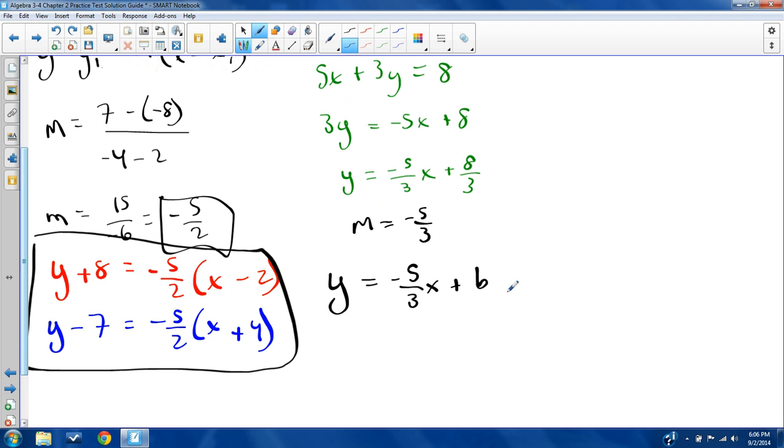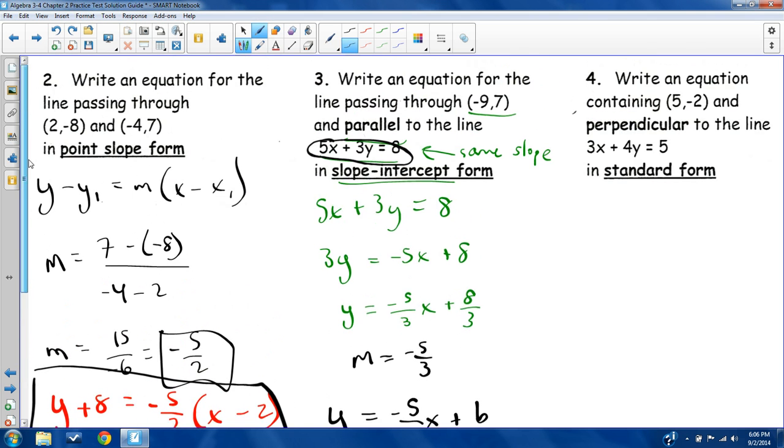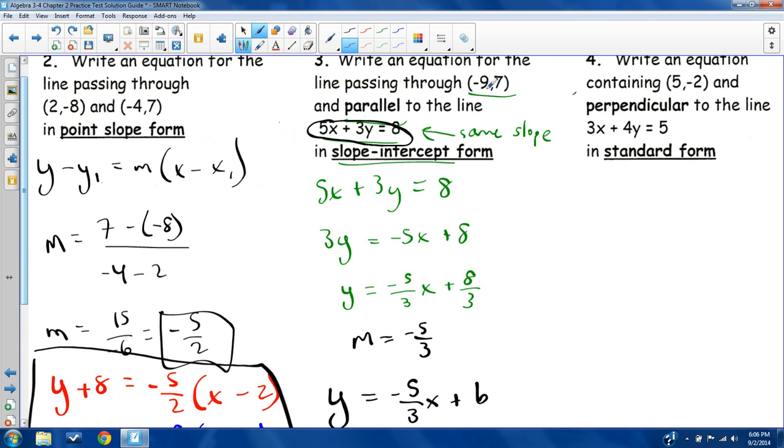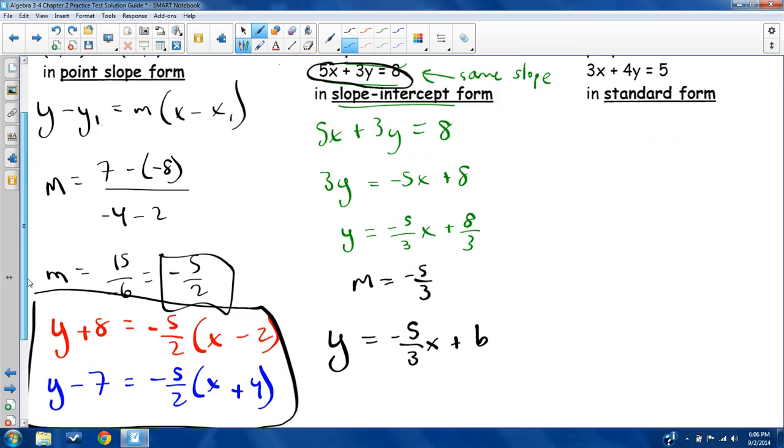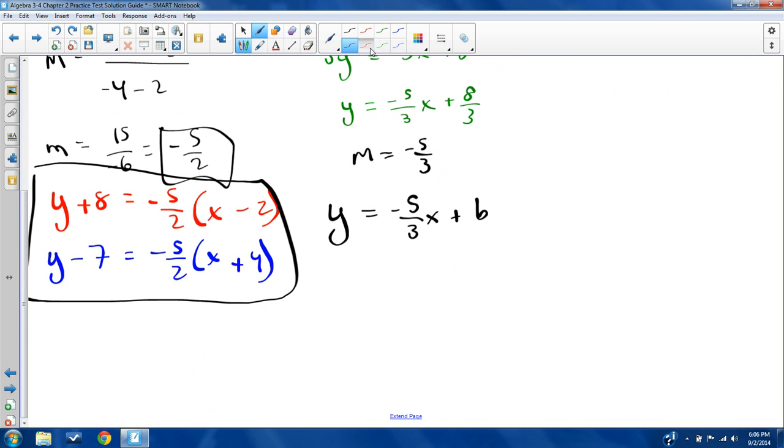mx + b. Now you'll notice that I wrote b literally because I don't know what my y-intercept is for this equation. So I have to find it out. And how do I find it out? Well, I have to choose a known point that I have. In this case, (-9, 7). I know that this thing passes through (-9, 7), so I know if I plug in -9 for x and 7 for y, that'll be a solution to this equation right here. It should be -5/3 times -9 plus b. And I solve for that b, and when I do, I'll rewrite this equation as such.